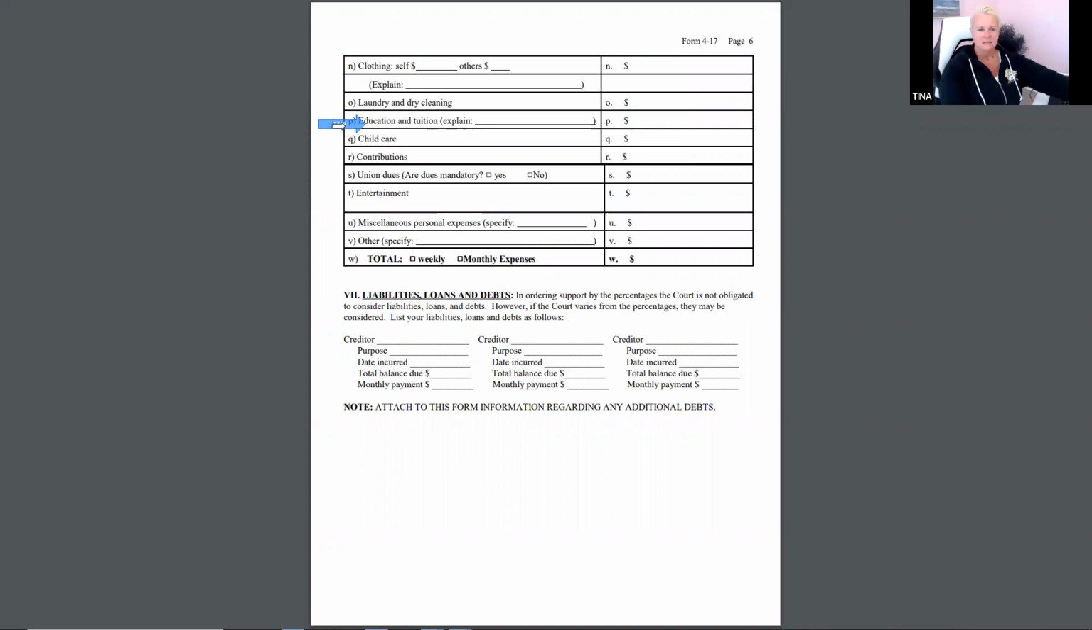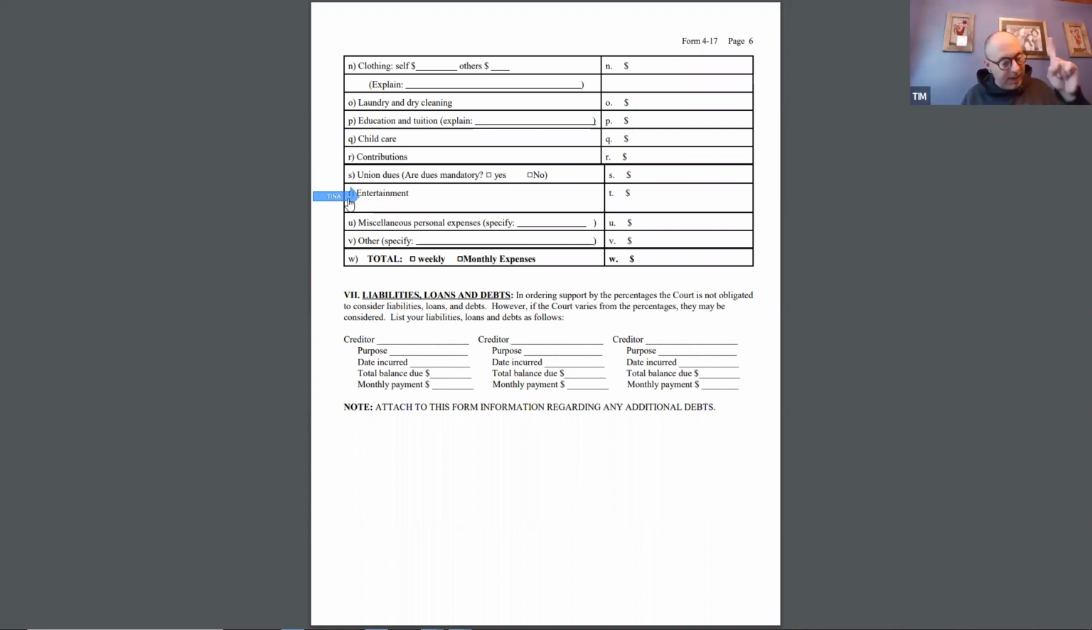Right. So then here is childcare. You know what your monthly childcare is. Contributions. This is like religious, or if you pay the SPCA and you donate on a regular basis. Union dues, you know what they are. If you belong to a police union, the Teamsters, whatever union, put the dues amount in here. Exactly. Right? Entertainment, my favorite.